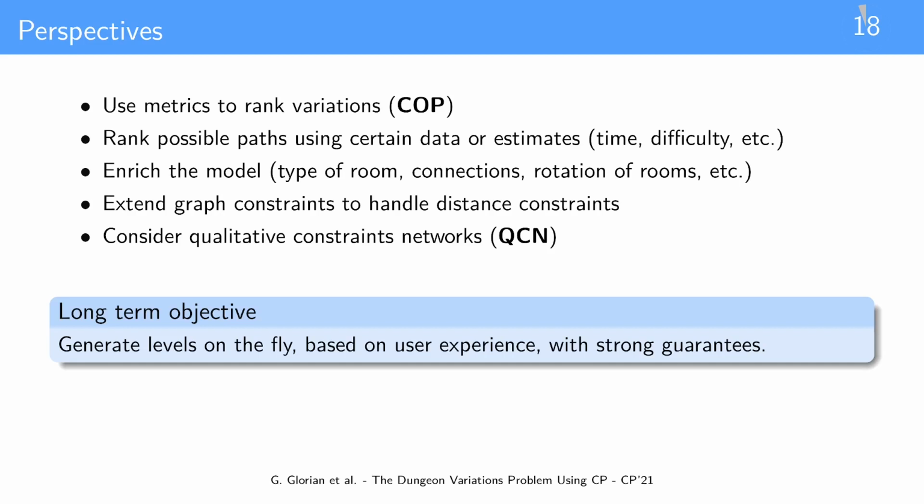There is a lot of possibility to enrich the model by adding more parameters on rooms and connections. Moreover, we could handle distance constraints to constrain the length of the different paths of the variations. A more distant perspective could be to consider QCN to move rooms in space. To finish, our long-term objective is to be able to generate high-quality levels on the fly based on user experience and with strong guarantees.